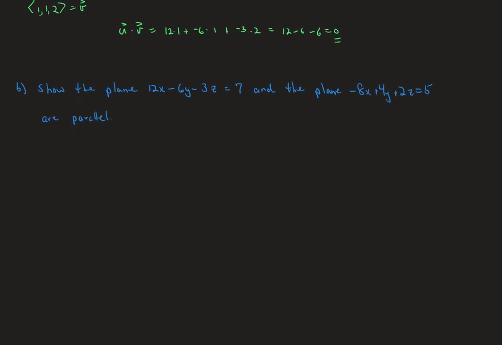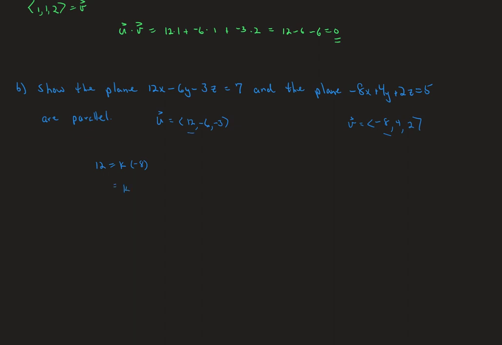We're going to show that these two planes are parallel. So in much the same way, we'll look at our normal vector for the first plane, which is going to be 12, negative 6, negative 3, and our normal vector for the second plane, which is negative 8, 4, 2. To show parallel, we want those to be a multiple of each other. So we can say 12, the x component, is some unknown constant k times negative 8. That's the x component in the second vector.